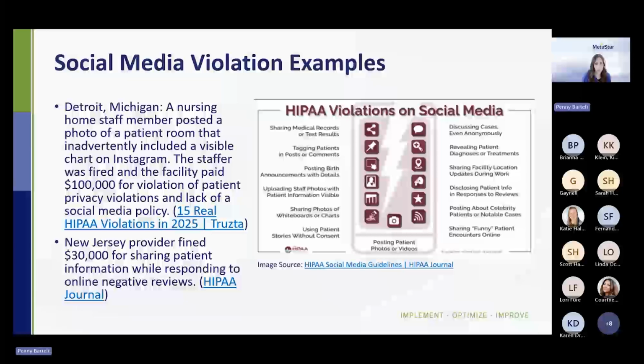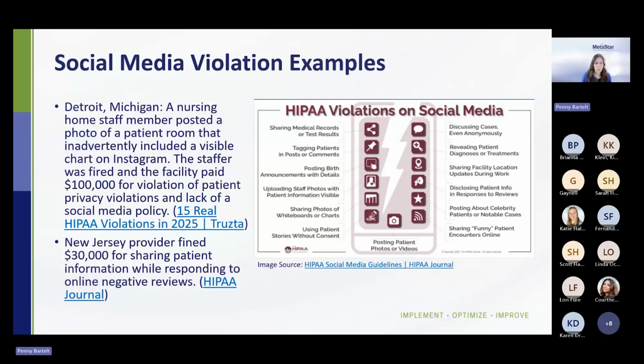So again, a couple real life examples. In Detroit, a nursing home staff member posted a photo of a patient's room that seemed innocent. However, it inadvertently included a visible chart in the picture that they posted on Instagram. As a result, the staffer was fired. The facility paid $100,000 for a patient privacy violation and lack of a social media policy. So again, it goes down to making sure you have what is acceptable or not to show. Did this person follow your rules or not? This showed that there was nothing to say that she couldn't do that.